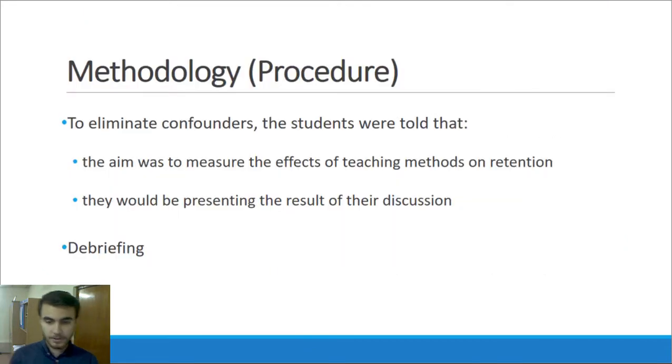Okay, continuing on the methodology, to eliminate confounders, the students were told that the aim was to measure the effective teaching methods on retention. So they thought that we were measuring effects of teaching methods, not discussion, so that it wouldn't affect the study's results. And they were also told that they would be presenting the result of their discussion after they discussed, so that they would have a reward for their work.